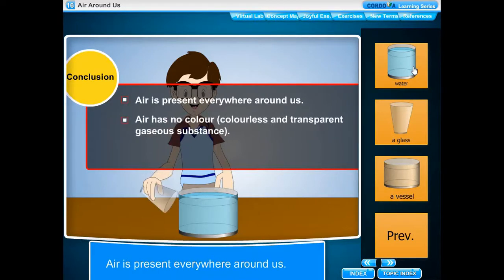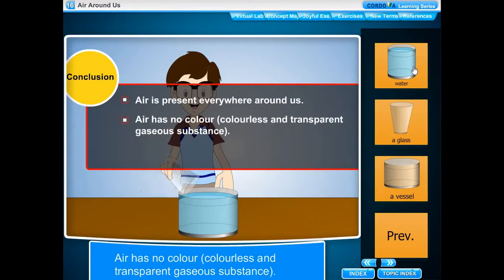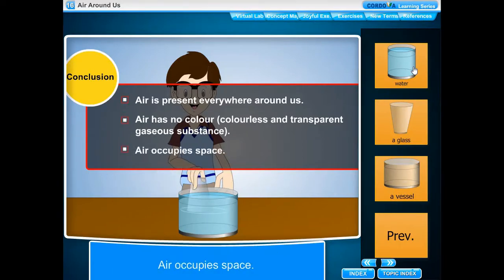Air is present everywhere around us. Air has no color, it is a colorless and transparent gaseous substance. Air occupies space.